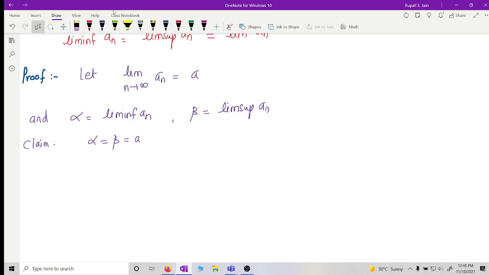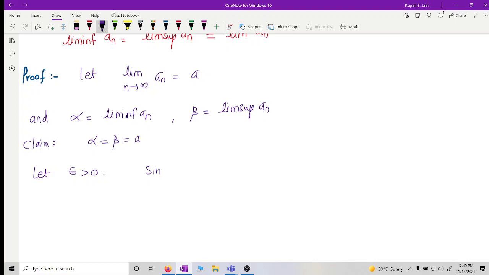Now, how will we show this? Can you think? We want to show alpha is equal to beta is equal to A. So let us start with epsilon greater than 0. Let epsilon be greater than 0.